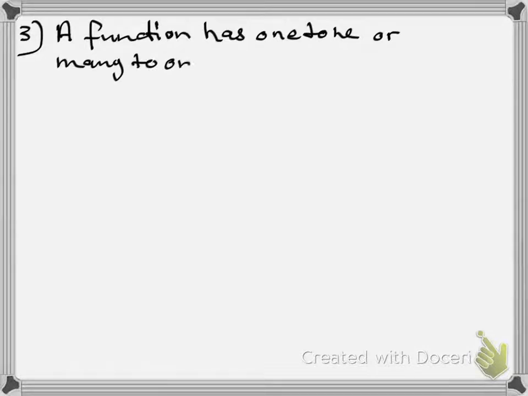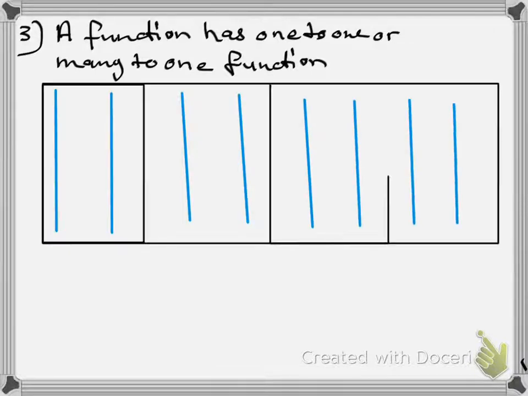Moving on. Right? A function has to be a 1 to 1 or a many to 1. Mind my handwriting there. So a function is a 1 to 1 or a many to 1. So let's have some examples here. Let's do these ones.